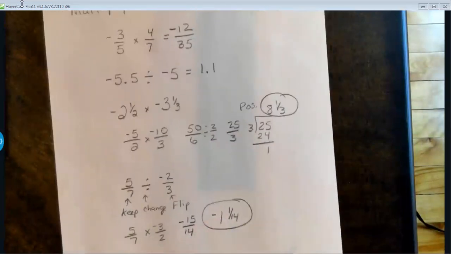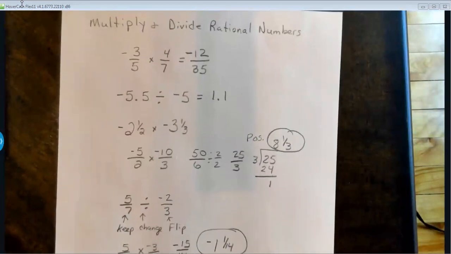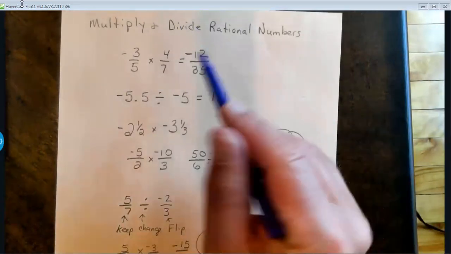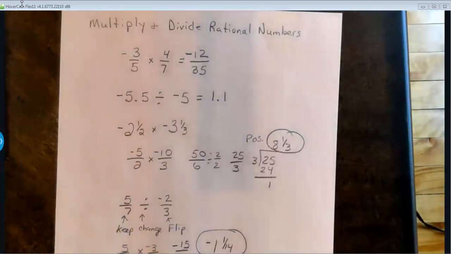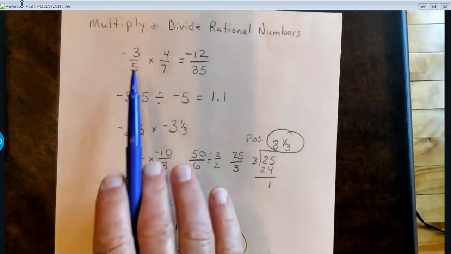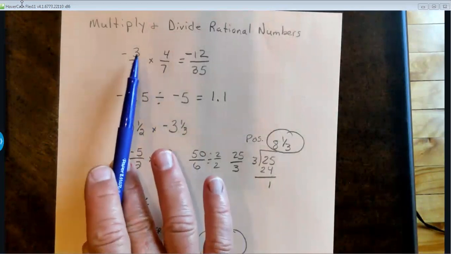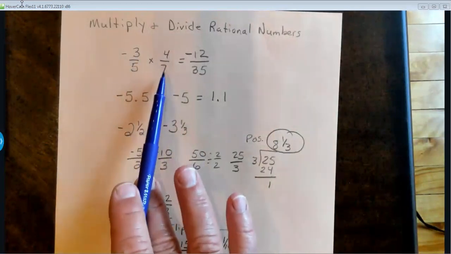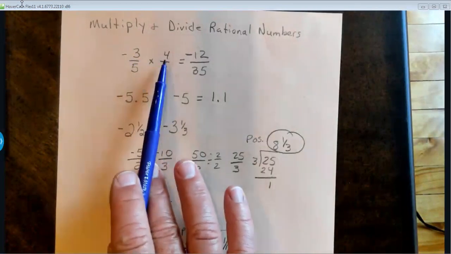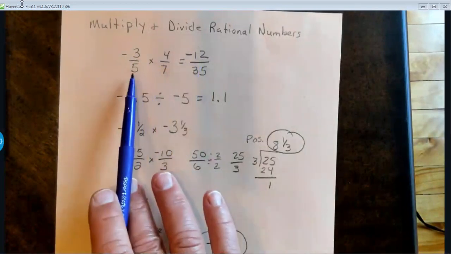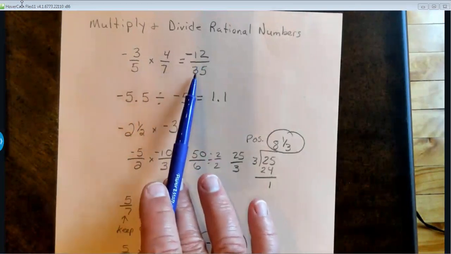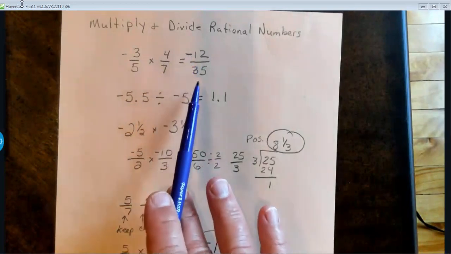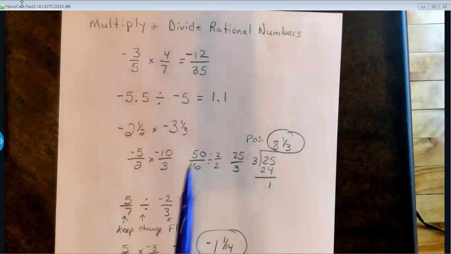When we're multiplying and dividing rational numbers, here the amount of negatives involved is going to be how we determine what our answer is as far as positive or negative. In this first example, we have one negative, negative 3/5 times 4/7. Numerator times numerator is 12. Denominator times denominator is 35. So I have a negative 12/35.